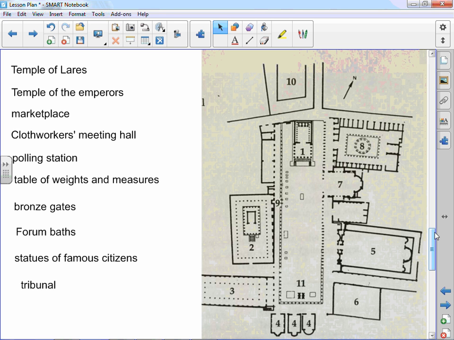Okay, let's start off with the Temple of Jupiter. Temple of Jupiter was probably the most important part of the forum as far as size. It was the center of it, and I don't see it over here. Just kidding. This would have been the Temple of Jupiter right here.